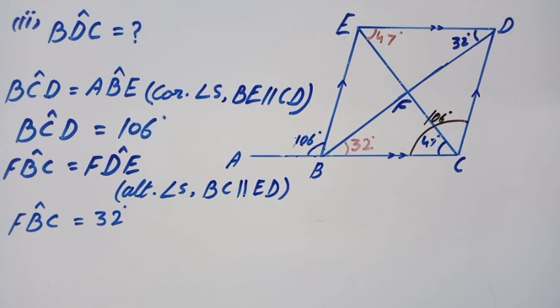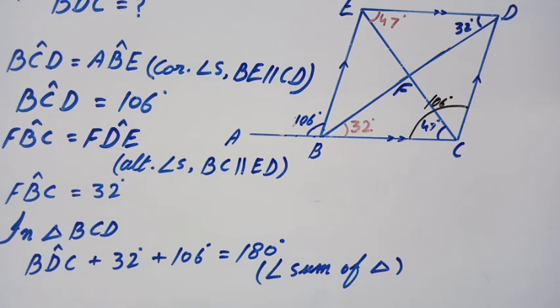Now to find out the angle at the point D, BDC, we consider the triangle BCD. In this triangle, these two angles are the known angles. At the point B, angle FBC, and at the point C, the angle BCD. And at the point D, the unknown angle BDC, we will find out. Sum of all the internal angles of a triangle is equal to 180 degrees. This way we will solve to find out BDC.